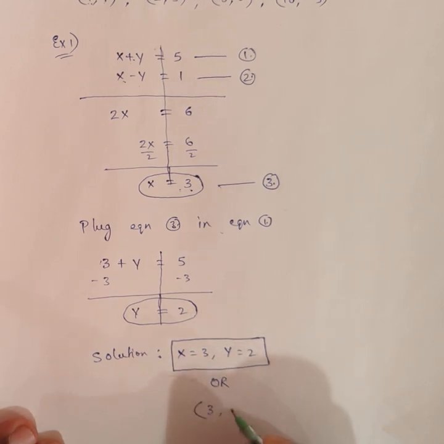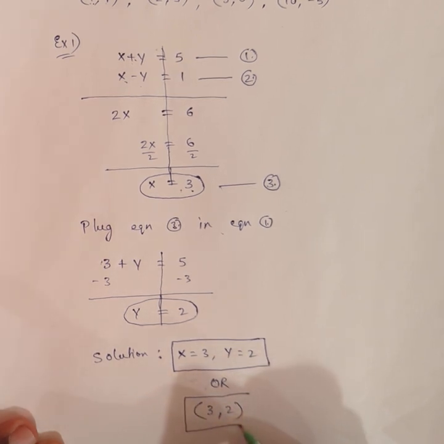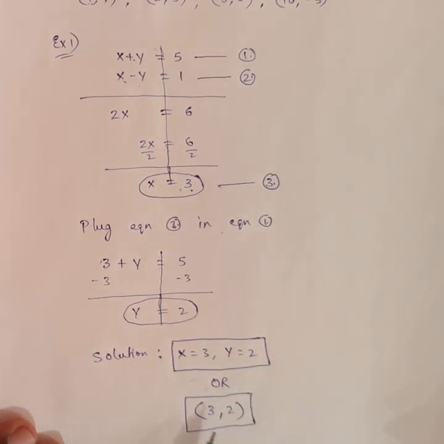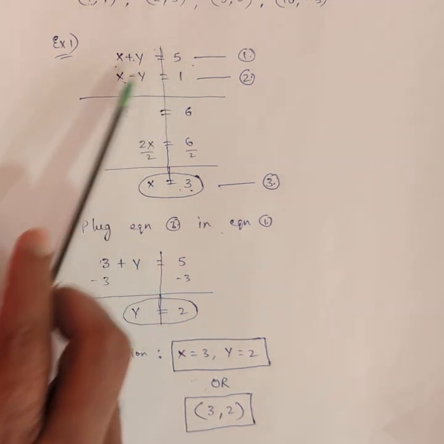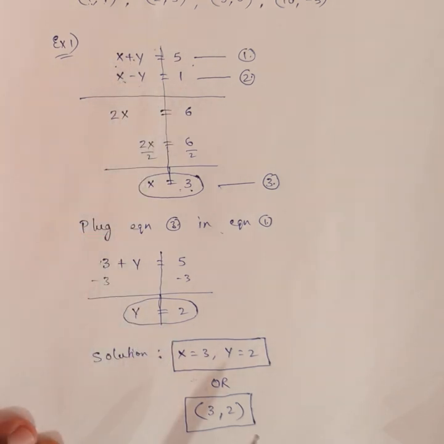So sometimes you'll see a solution for two variables, x and y, written as an ordered pair, where the first number is x and the second number is y. And you can check that 3 plus 2 is 5 and 3 minus 2 is 1. All right, so that was an easy example. Let's look at one more example.